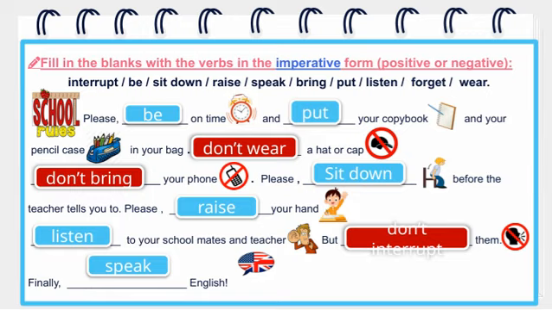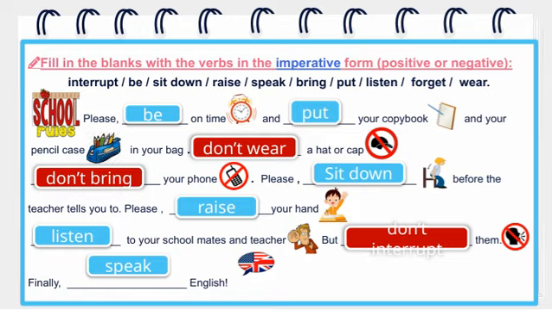When you are asked to sit down, please do so promptly and sit quietly. Also, make sure not to bring unnecessary items that could distract others, and avoid wearing hats or caps during lessons to stay focused and respectful. If you need to use your phone, put it away before the teacher asks you to do so. Don't forget, remember to listen attentively and raise your hand if you want to speak or ask a question.